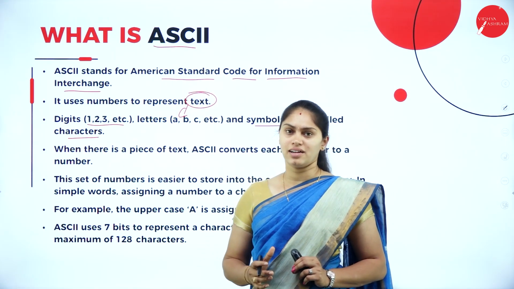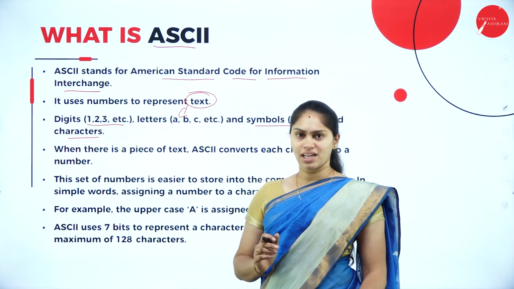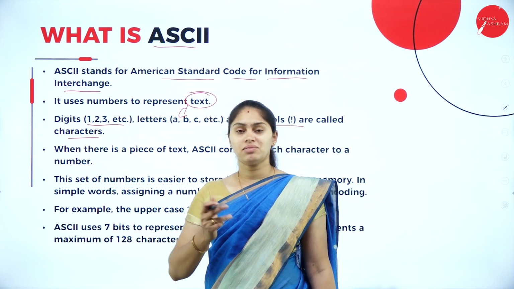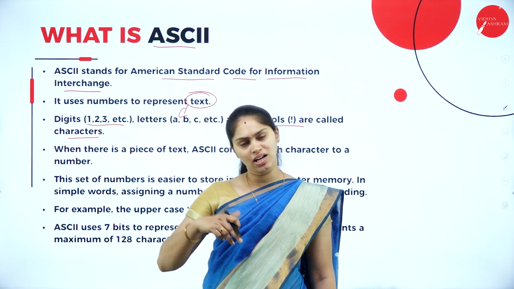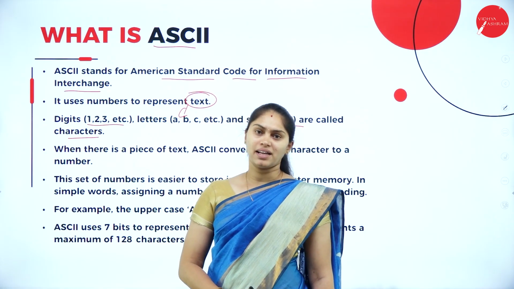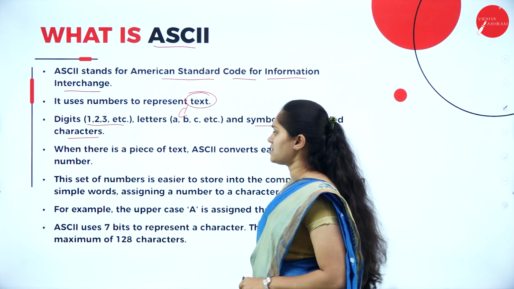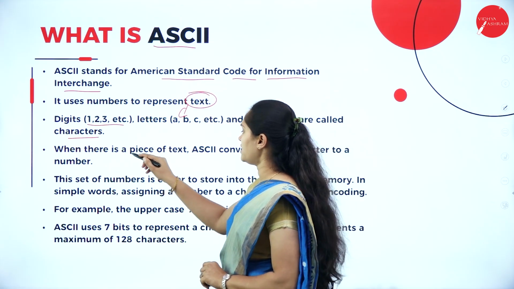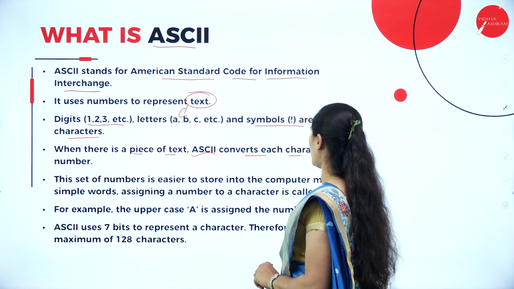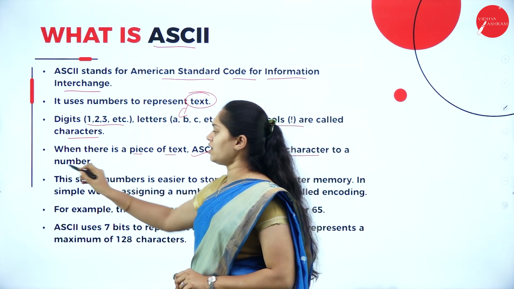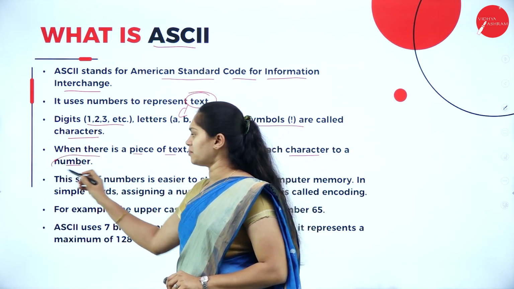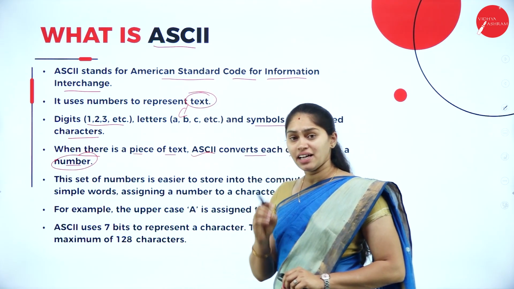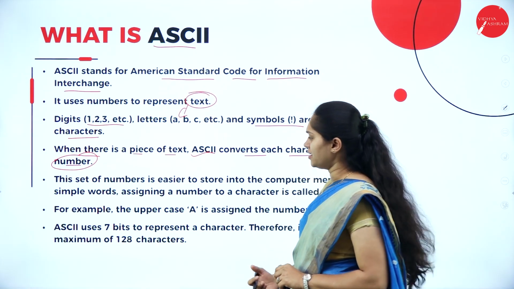This is a standard. For example, if I am pressing a key on a keyboard, then that will be converted into its equivalent ASCII code. Again, it will be converted into binary. That's what the computer understands. So here you can see that when there is a piece of text, ASCII is going to convert each character to a number. So it is using numbers in order to represent each character which we are giving as text here.